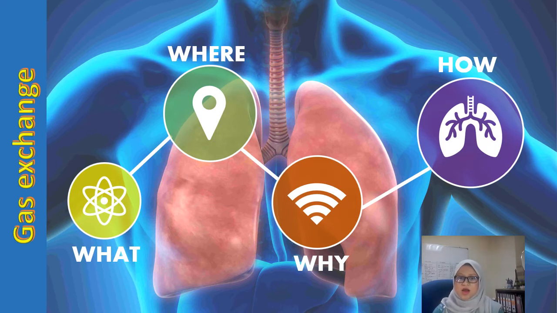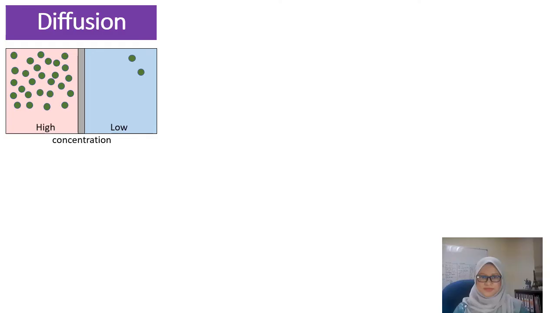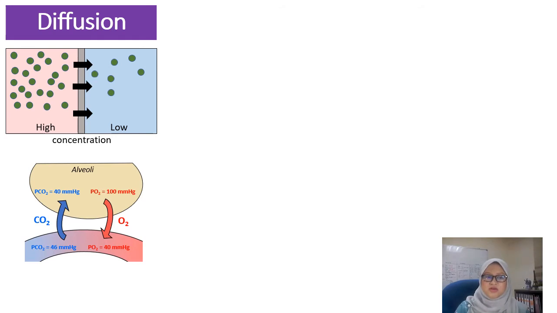Now we have understood why the gas exchange process occurs. Now the last question that we need to answer is how. How does the gas exchange process occur? Well, you guessed it, it is via a passive process called diffusion. So gas will diffuse from a high pressure gradient to a low pressure gradient. Recall the process that occurs at the respiratory membrane. Oxygen diffuses from the alveoli into the capillary, whereas carbon dioxide diffuses from the capillary into the alveoli.